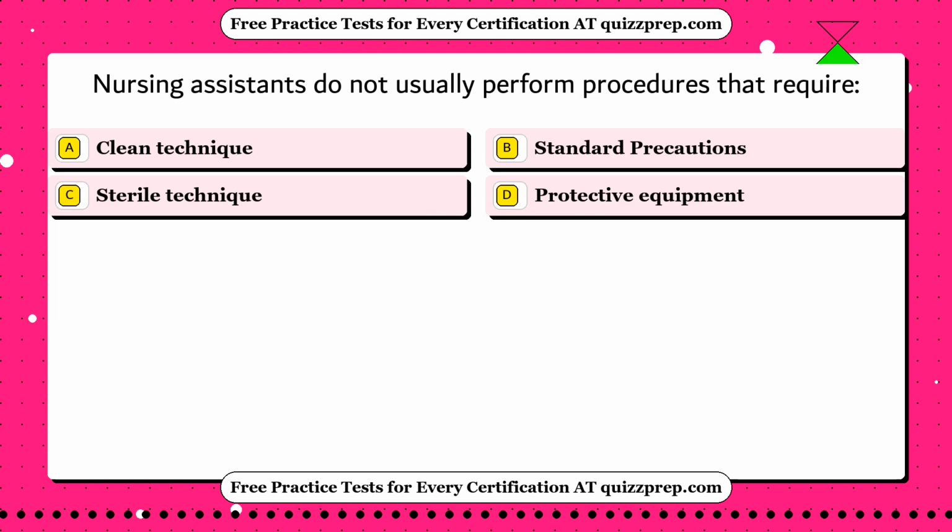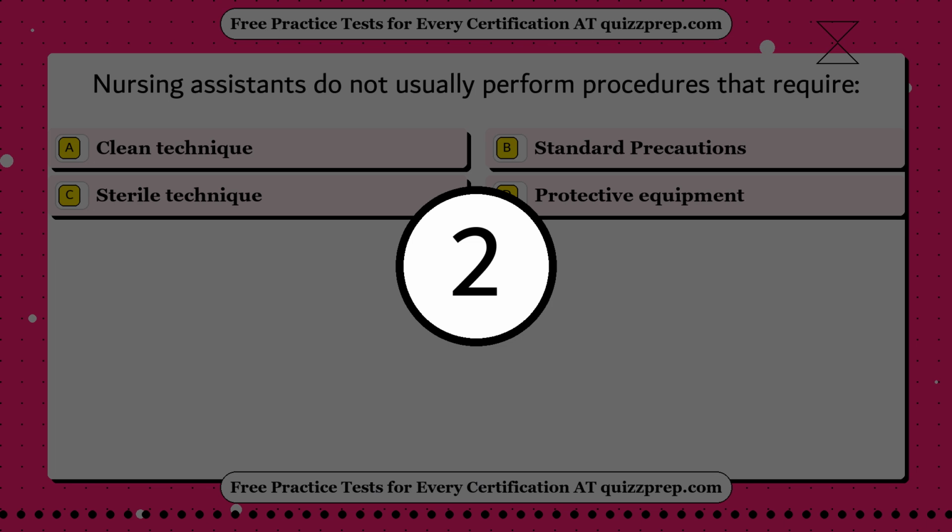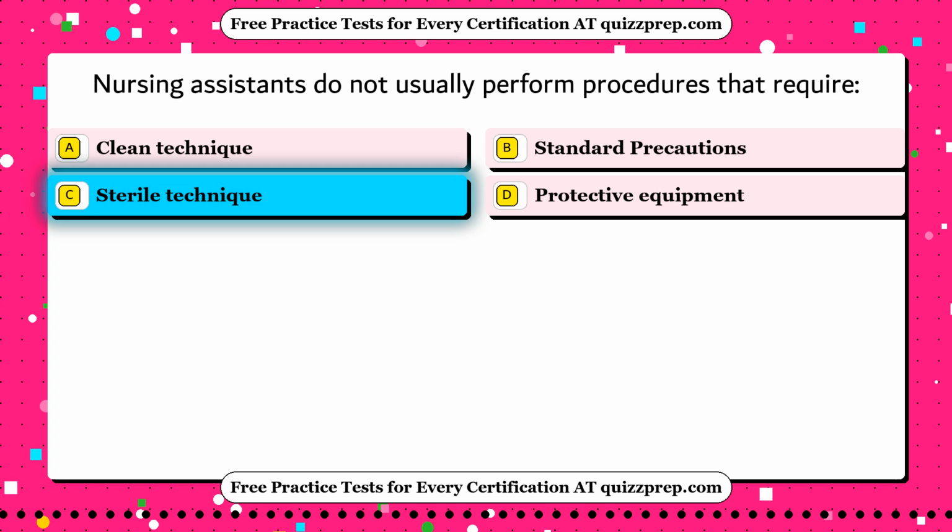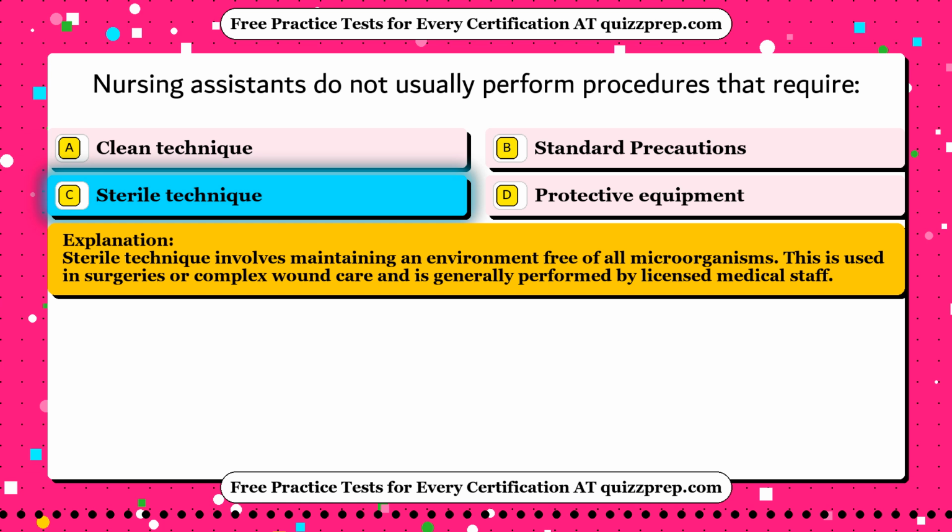Question 4. Nursing assistants do not usually perform procedures that require: Option A, clean technique. Option B, standard precautions. Option C, sterile technique. Option D, protective equipment. The correct answer is option C, sterile technique. Sterile technique involves maintaining an environment free of all microorganisms. This is used in surgeries or complex wound care and is generally performed by licensed medical staff.